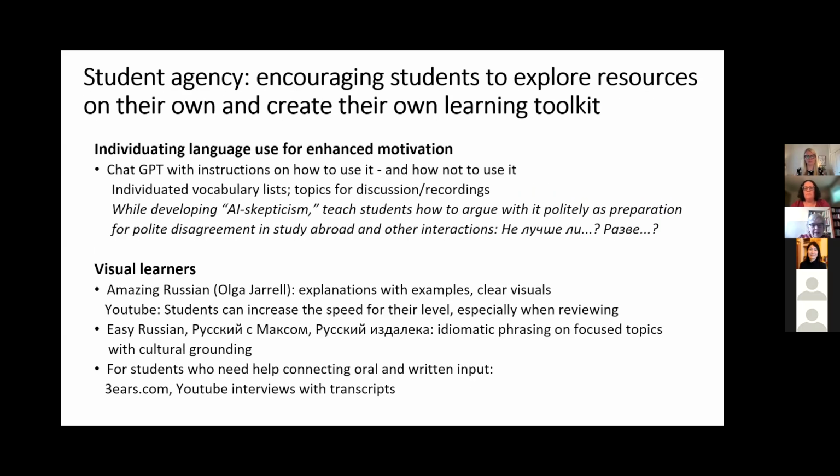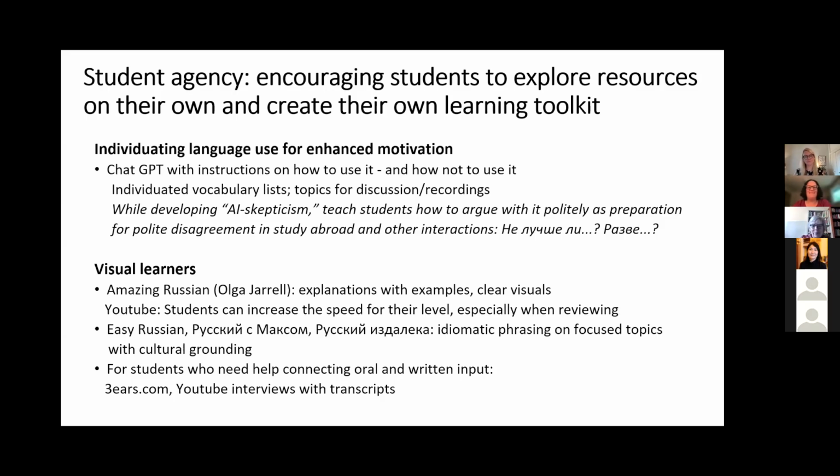I think I'm going to skip this slide, but I want to emphasize the idea that I see my role as enhancing student agency, helping them develop their own toolkits. And here are many things that we can do to help them develop their own toolkits. I'll be talking about this more tomorrow, but as we teach AI skepticism, we can also teach students how to argue with it politely as preparation for polite disagreement in study abroad and other situations. Is it really like that? Isn't it better like that?